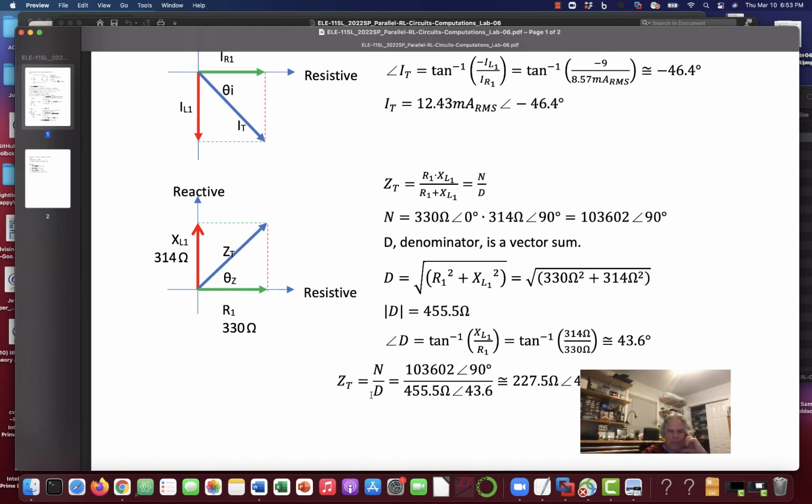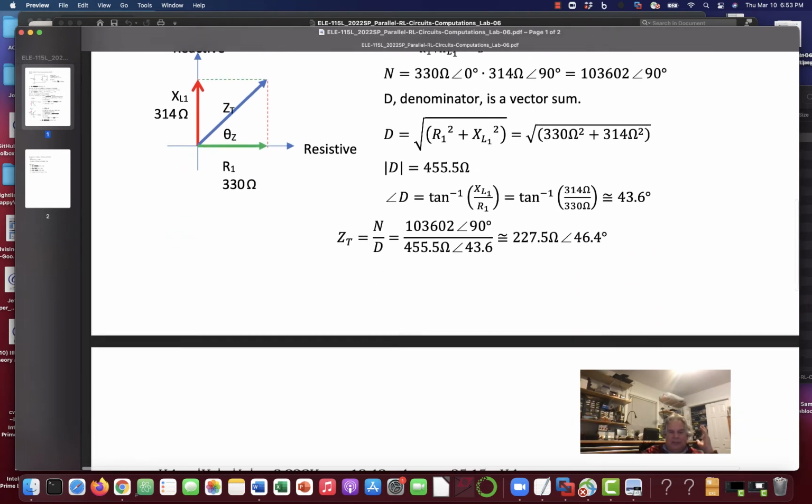So on top we have 103,602 at 90, that's N right here. In the denominator we have 455.5 at 43.6. When you divide these two, you get 227.5 ohms. Subtract the angles, 90 minus 43.6, and we get a 46.4 degree angle.